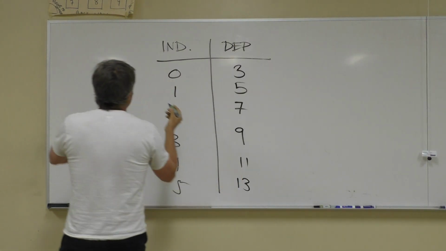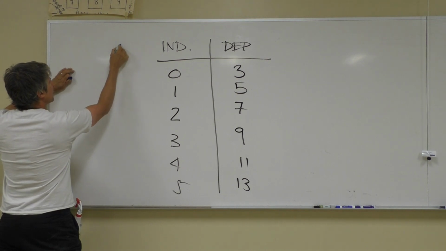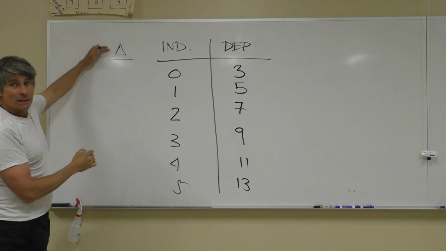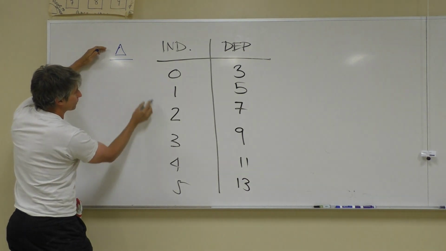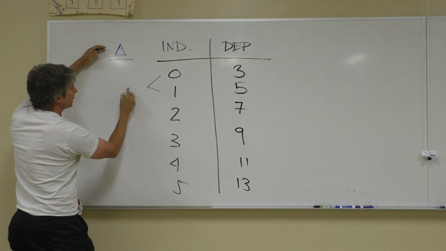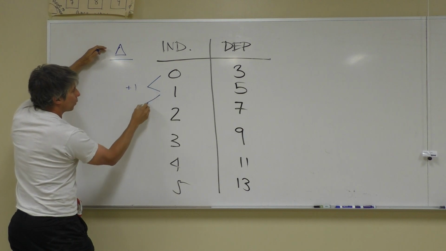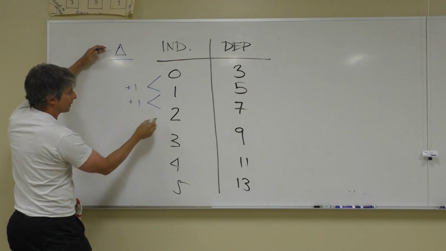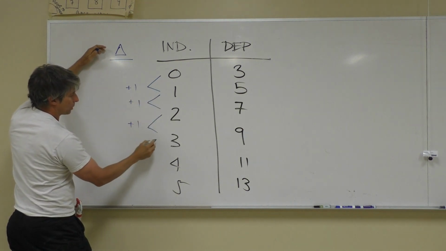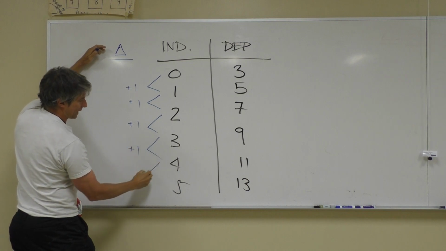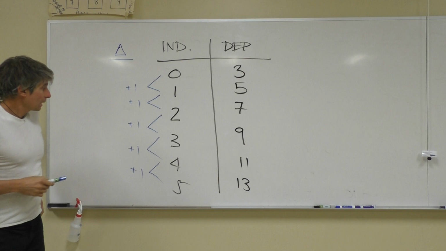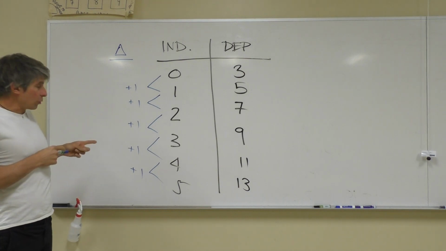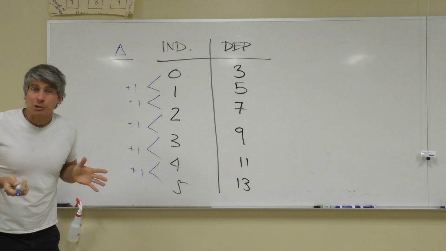And here's why. If you look at the deltas, delta in science means change. So if you look at how these numbers are changing, 0 to 1 is up by 1. 1 to 2 is up by 1. 2 to 3 is up by 1. 3 to 4 is up by 1. And 4 to 5 is up by 1. Absolutely. I chose that intentionally.